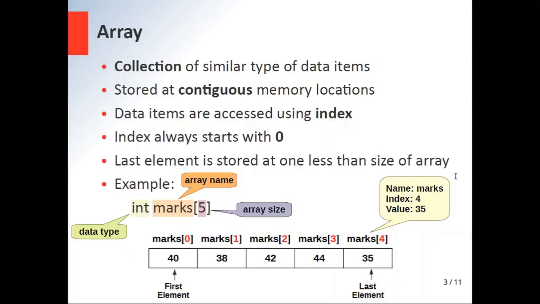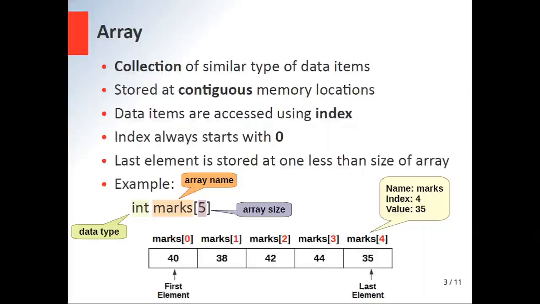So we'll see what is an array. An array is defined as the collection of similar type of data items stored at contiguous memory locations. Let's assume we want to store the marks for 5 subjects. So instead of declaring individual variables such as marks1, marks2, marks3, we can declare one array variable such as marks and use the index to access the specific element in an array.